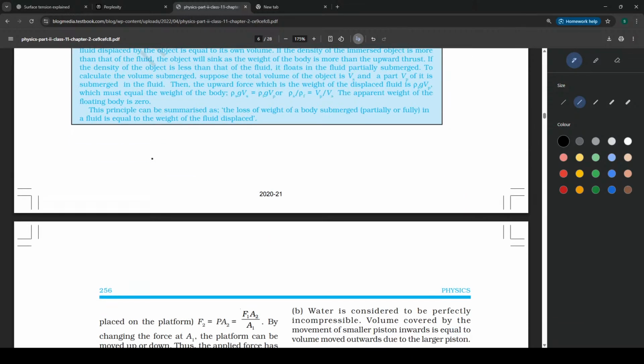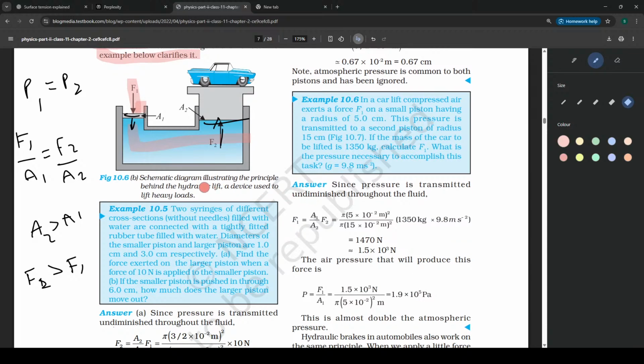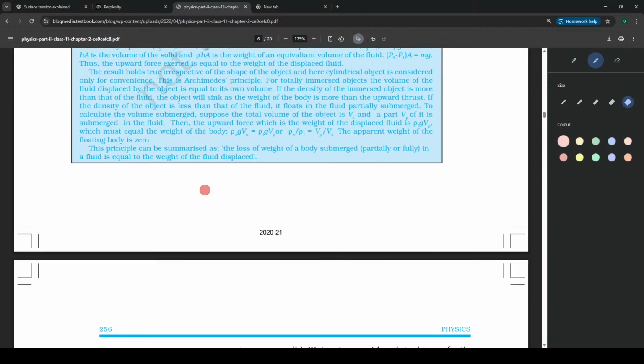Application of hydraulic lift. Placed on the platform, F2 is equal to PA2, which is F1 times A2 by A1. By changing the force at A1, the platform can be moved up or down, thus the applied force has been increased by a factor A2 by A1, and this factor is the mechanical advantage of this device. The example below clarifies it. Schematic diagram illustrating the principle behind a hydraulic lift, a device used to lift heavy loads.